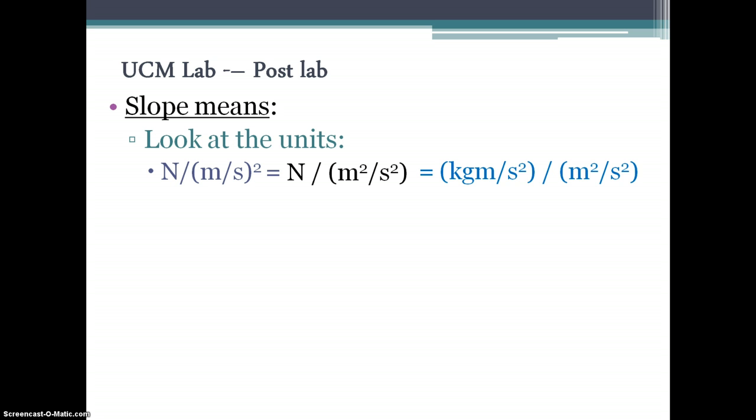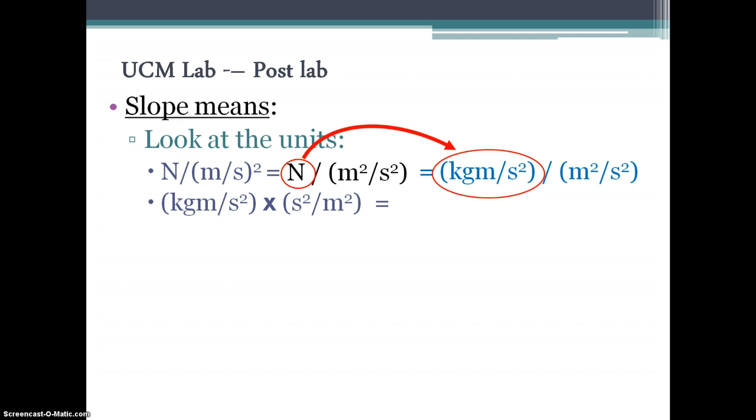Since I'm dividing these two, I'm going to take my Newton, which is the kilogram meter per second squared, and I'm going to multiply it times the reciprocal of the meter squared over second squared. So when I do that, I'm going to be able to eliminate all of the second squared, and I'll be able to cancel out one of the meters. So when I do that, now I have a much prettier unit, a kilogram divided by a meter.